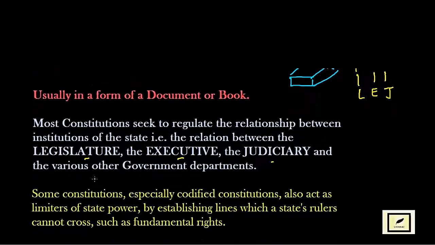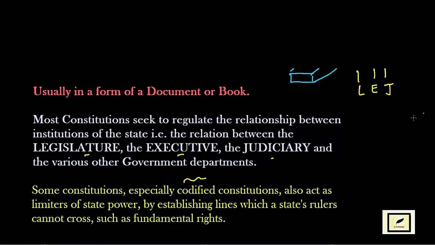In some cases, especially the codified constitution, which we will talk about in the later part of this video, it also acts as a limiter to the state power. What does that mean? It says that you cannot do something. It limits the powers of the state. State means the government, so it limits the power of the government, by establishing lines which a state's rulers, that is the government itself, cannot cross; that you cannot or should not do something.